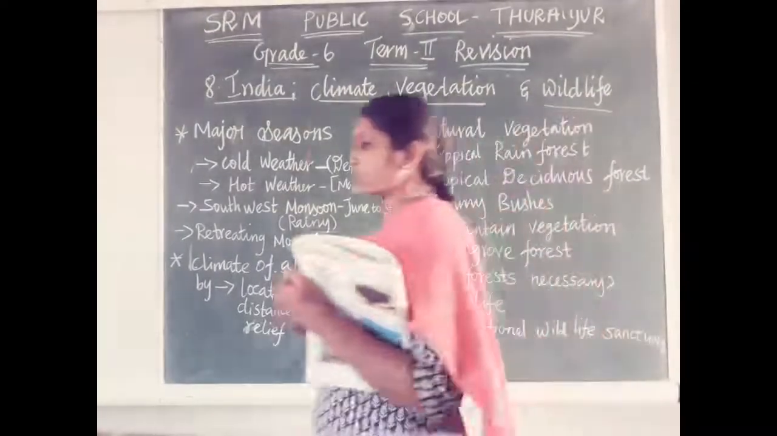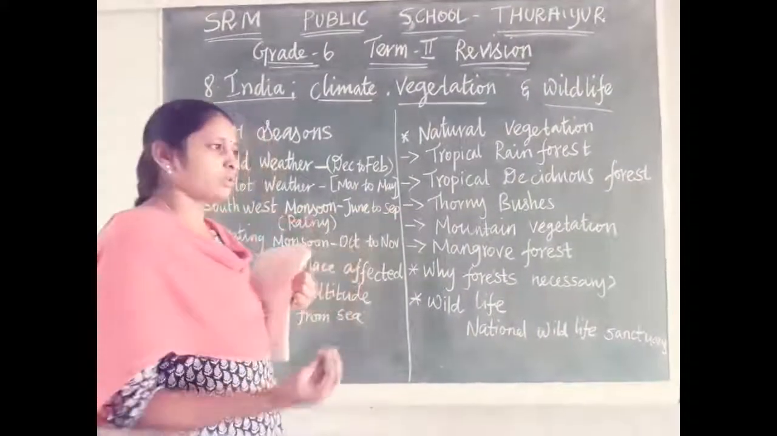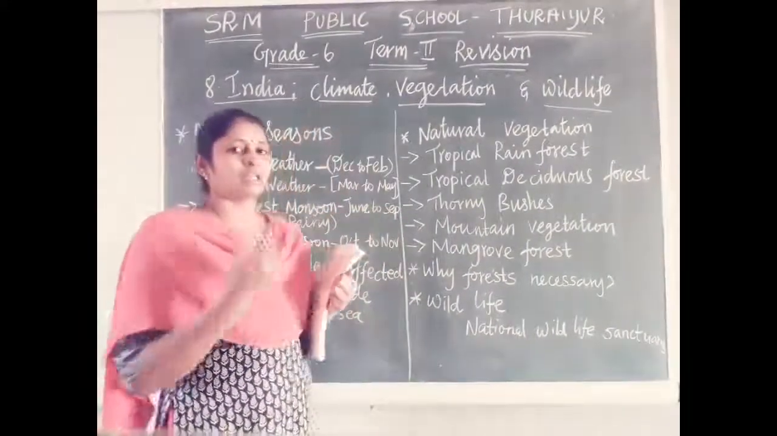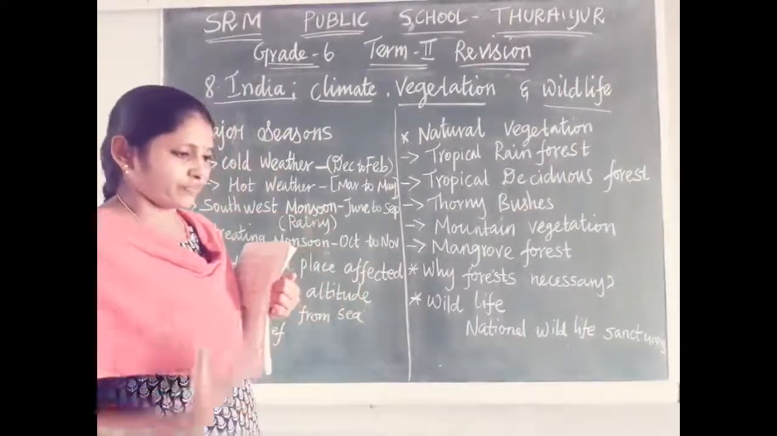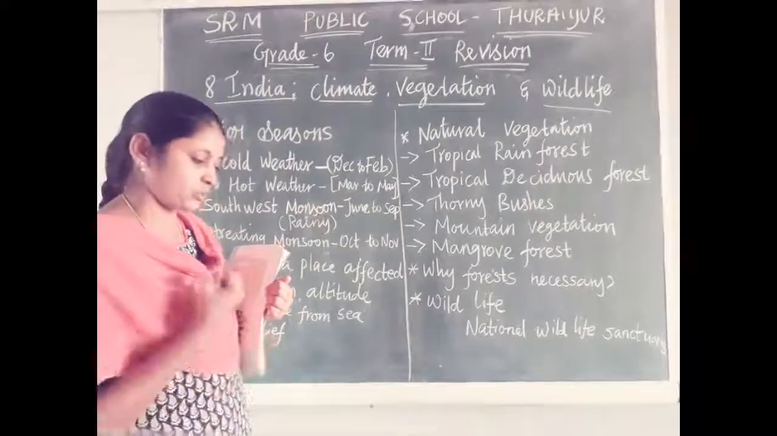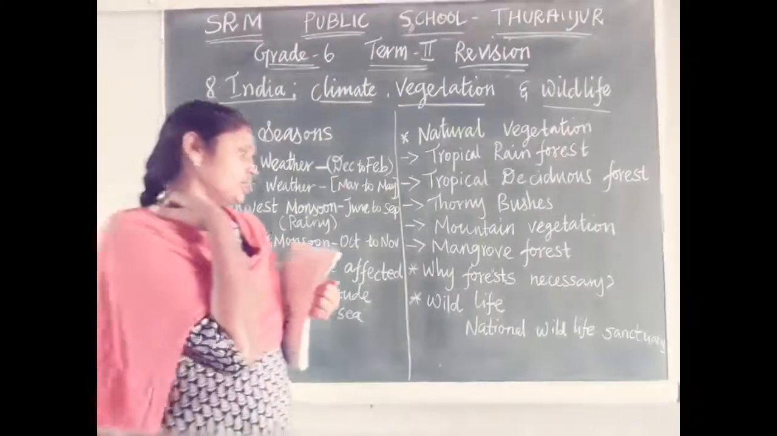What is the speciality of this mangrove forest? The roots of the trees grow outside of the soil. Because in that salt water, in that mud, the roots will not breathe easily. That's why the roots come out like that.